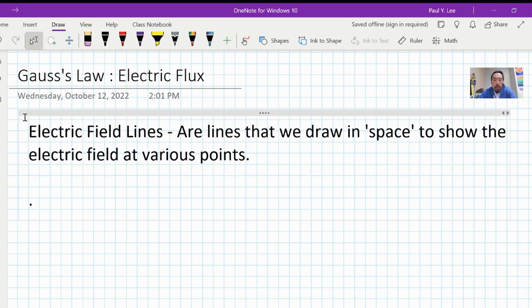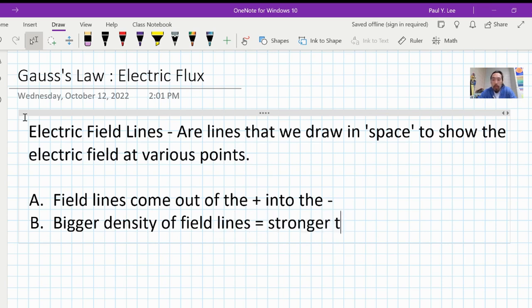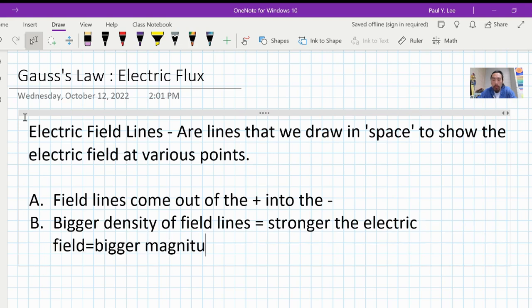We said that one of the rules is field lines come out of the positive into the negative. Right, that's a big one. Bigger density of field lines means stronger the electric field, which coincidentally means also bigger magnitude of charge. So it could mean that, not always.